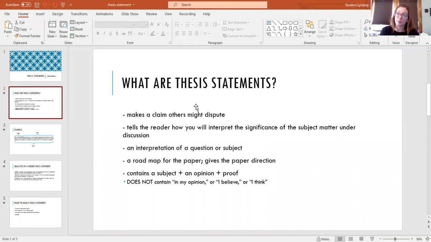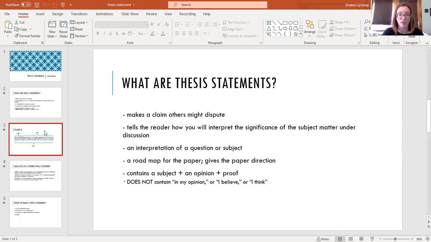It's a roadmap. It gives the paper a sense of direction, okay? And it also does not contain I. So it's going to contain your opinion without being in first person. It's very important to know that with academic writing, we write in third person, not first or second. Third person is they, them, their, people, persons, readers, viewers, watchers, listeners, citizens, society, Americans, or something of the like. So it contains a subject, an opinion, and proof, but your opinion, again, does not say I.